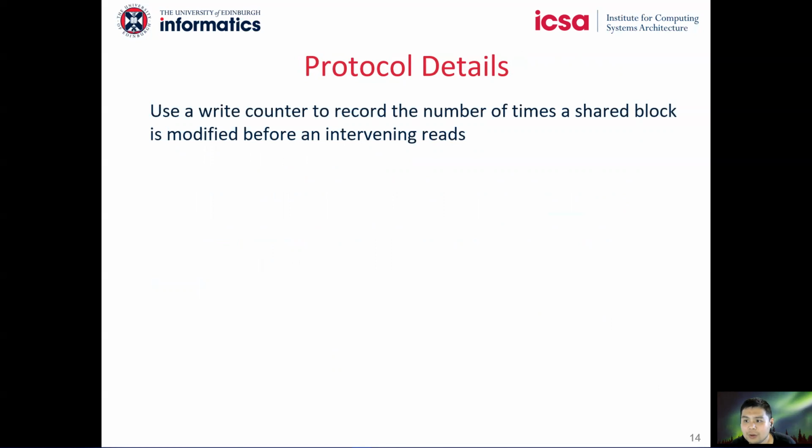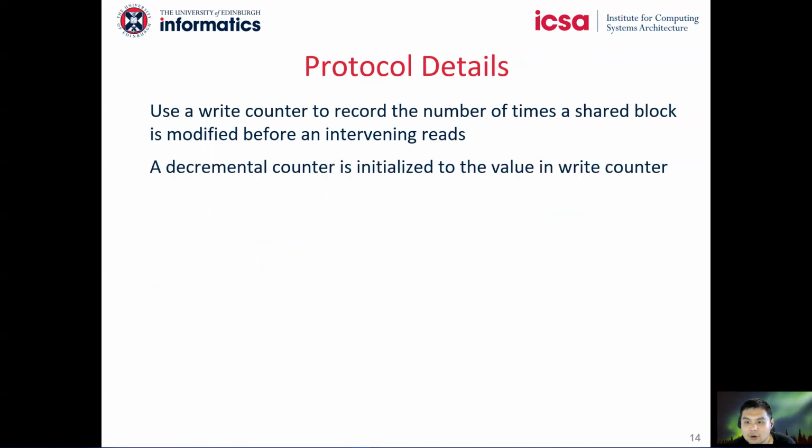So basically, we have a write counter. It's used to record the number of times that a shared block is modified before an intervening read. For example, if there are 5 writes before a read, then the counter value is 5. And we also have a decremental counter. At the beginning, it will be initialized to the value in the write counter, and each time there is a write, the value in the counter is decremented.